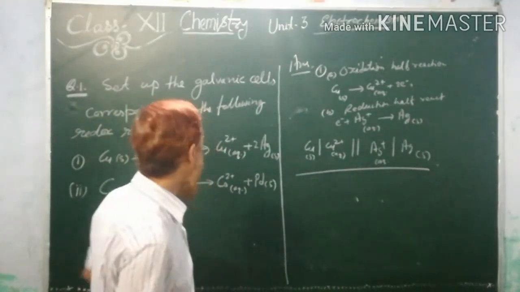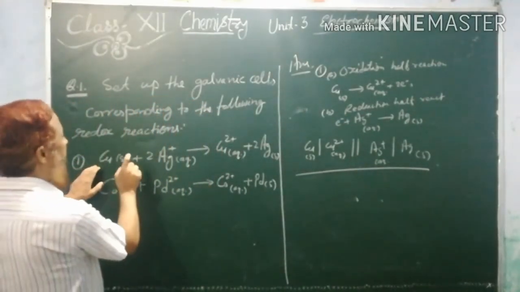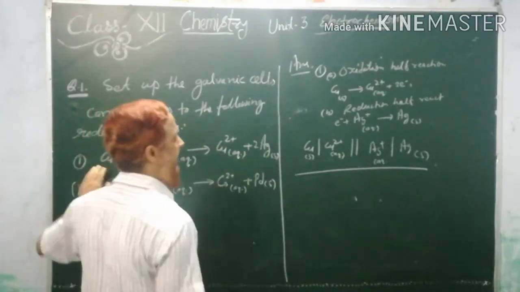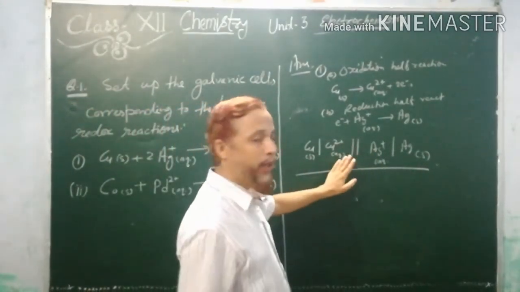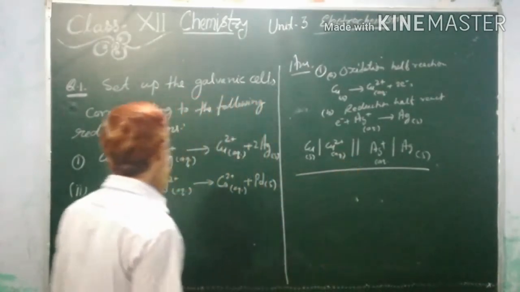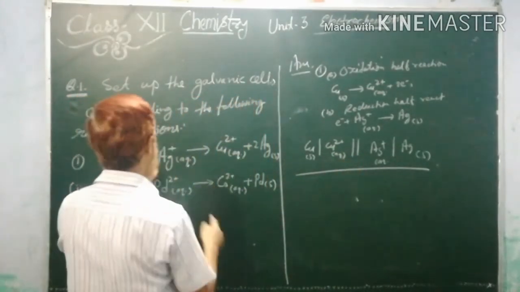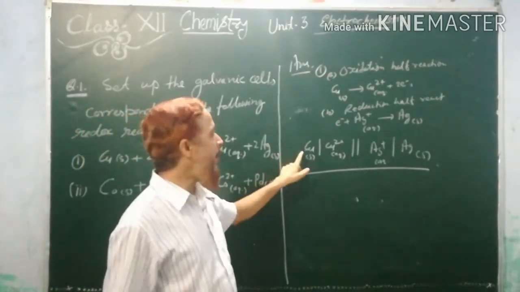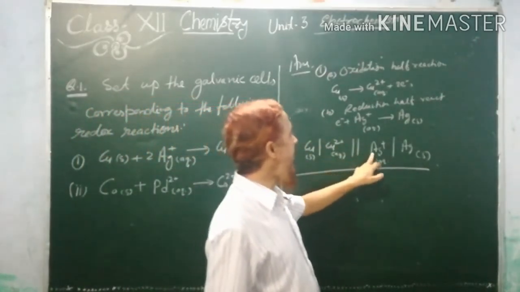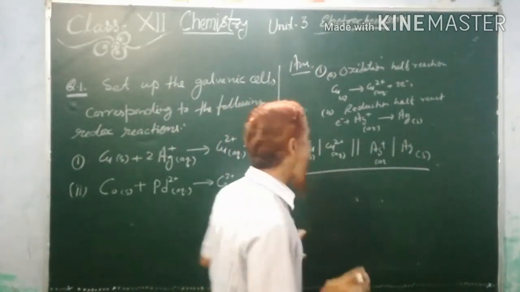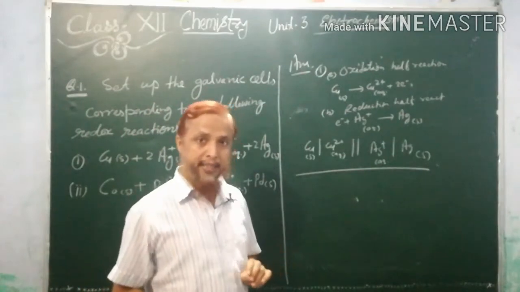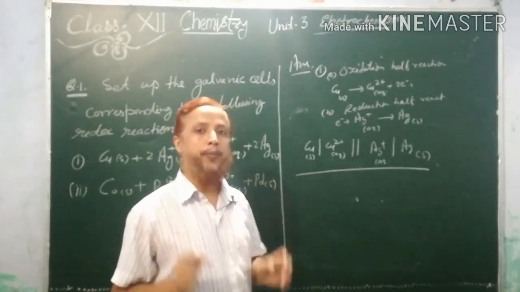One more important thing. See, this is the redox reaction. Here it is written twice Ag plus to twice Ag. No need to write it, because when you are representing a cell, there is no use of these numbers. You have to show what is actually happening: copper changing into cupric ion and silver ion changing into silver. So stoichiometry of these ions is not needed. But if concentration is given, that concentration you have to write.